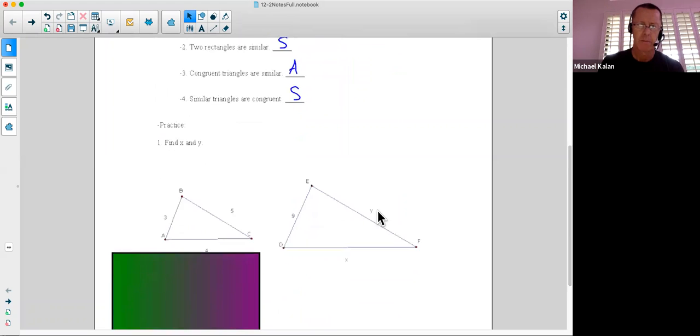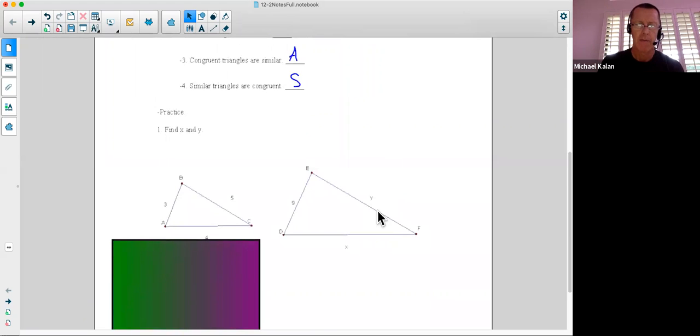All right, so let's practice this stuff. Find X and Y, and we know that these triangles are similar. Triangle ABC is similar to triangle DEF. So think about how you can do this. Remember, you can set up proportions. Look at what proportion you have set there, or ratio you have between corresponding sides. Okay, pause the video. All right, I'm back.